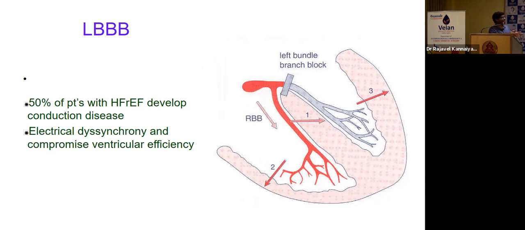Whenever there is a decrease in pumping efficiency, it causes worsening dilatation of the LV, as well as pulling of the papillary muscle support. That also leads to secondary mitral regurgitation, which further worsens things. It's a vicious cycle. So in LBBB, if you resynchronize, the pumping will improve. Next slide.